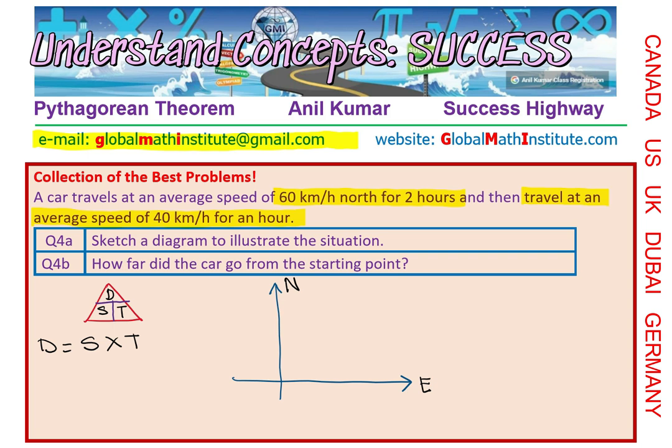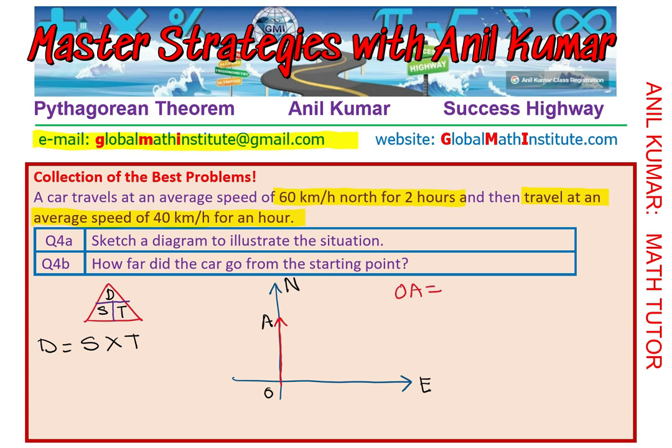And when we say it travels north from O to A, let us say it travels north for 2 hours, right? So how much is OA? So clearly OA will be equal to, it travels 60 kilometers per hour for 2 hours, right? So it is 60 kilometers per hour times 2 hours. You see that? So it is 120 kilometers.